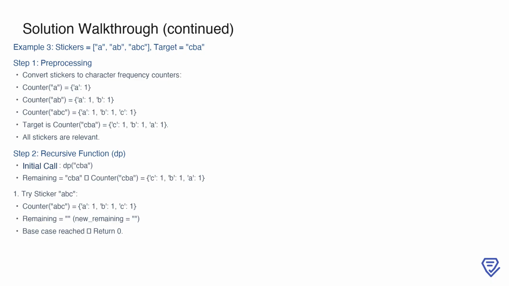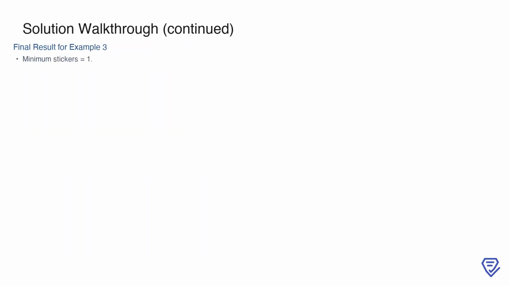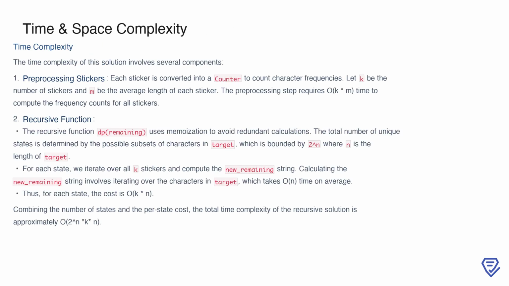We then call dp on the full target, CBA. The first sticker we try is ABC, which provides all the characters needed for the target. After using this sticker, the remaining target becomes empty. Since we've reached the base case, we return 0. With the recursive function fully resolved, we can conclude the result for the third example. Using just the sticker ABC was sufficient to completely cover the target CBA, so the minimum number of stickers required is 1.